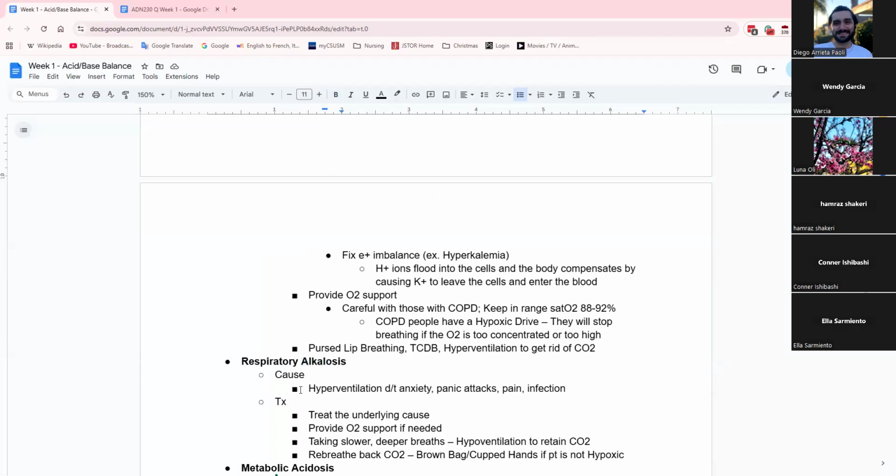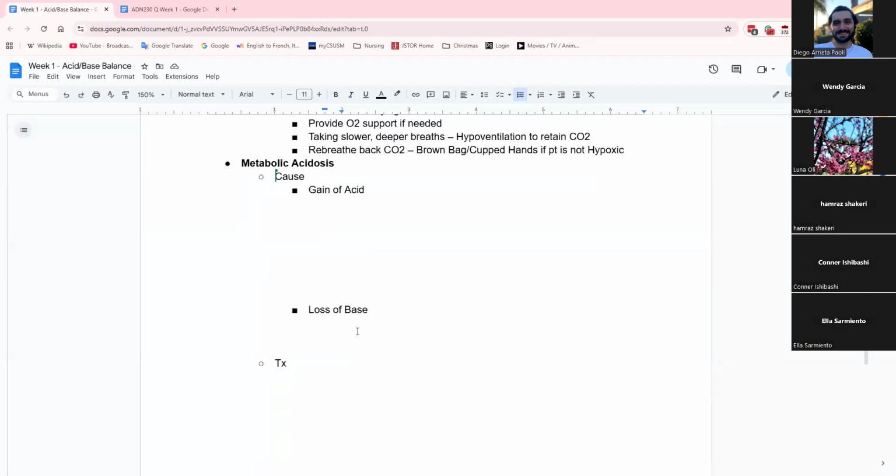Next up, we have metabolic acidosis. So here I have some blanks. What are some potential causes of metabolic acidosis that you can think of? I do have it split between gain of acid and loss of base, but you can just sound off whatever and we'll put it all in the right spot later. So anything that we talked about a few already. Anything that you guys can think of.